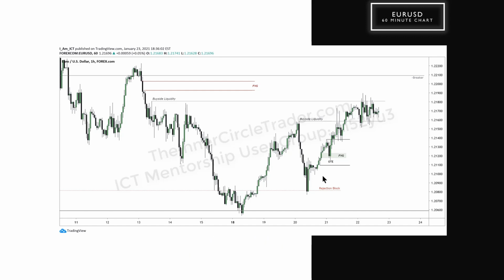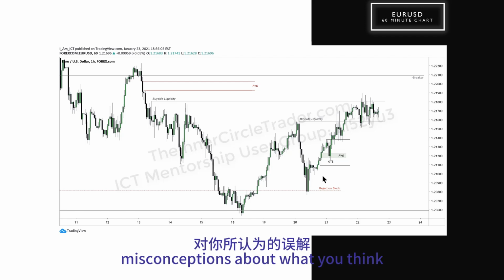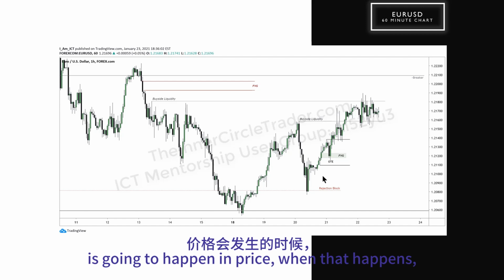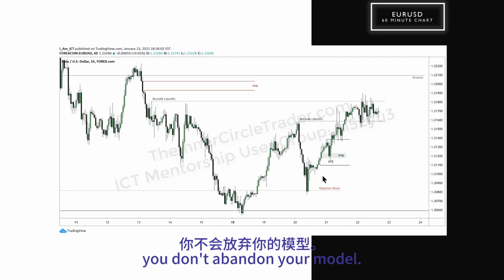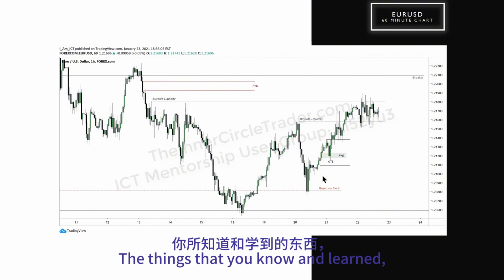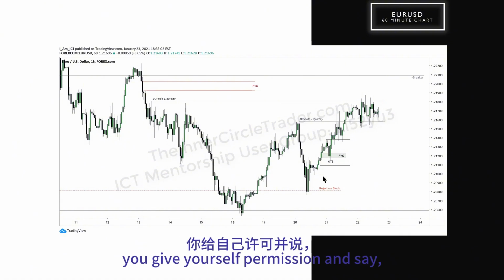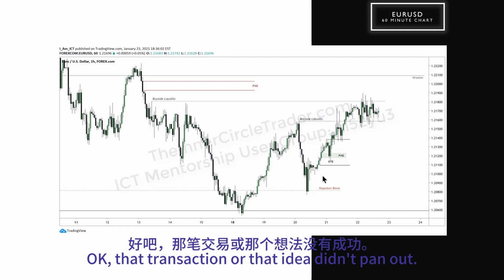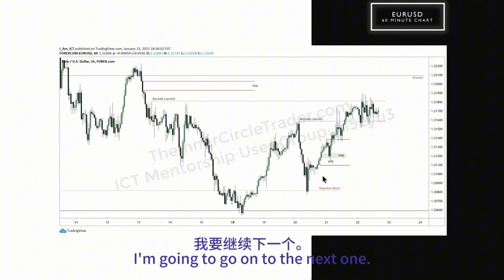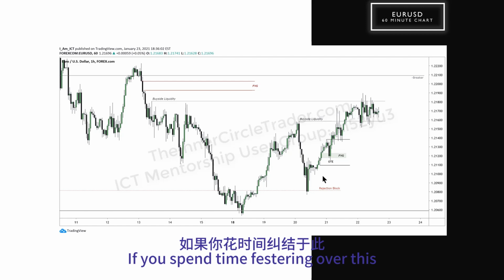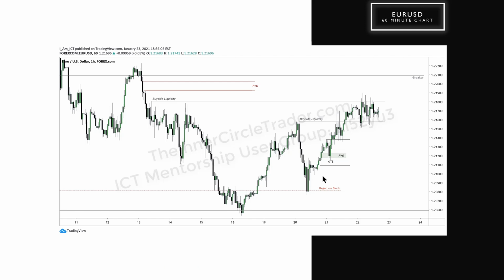But that's reality. And when you understand that those losses, those misconceptions about what you think is going to happen in price, when that happens, you don't abandon your model. You don't abandon your concept, the things that you know and learned. You give yourself permission and say, okay, that transaction or that idea didn't pan out. I'm going to go on to the next one. If you spend time festering over this incorrect assumption, then you're going to poison your mindset. And your mindset is where all of this begins.